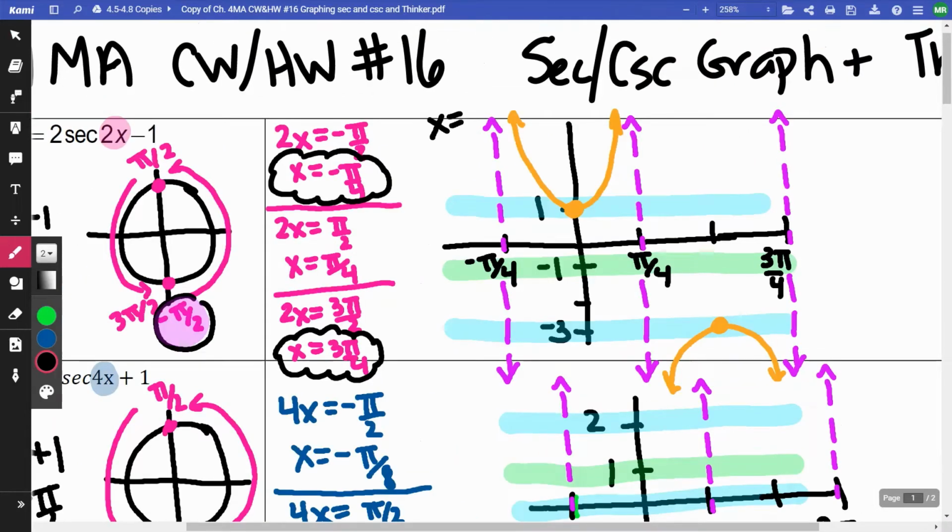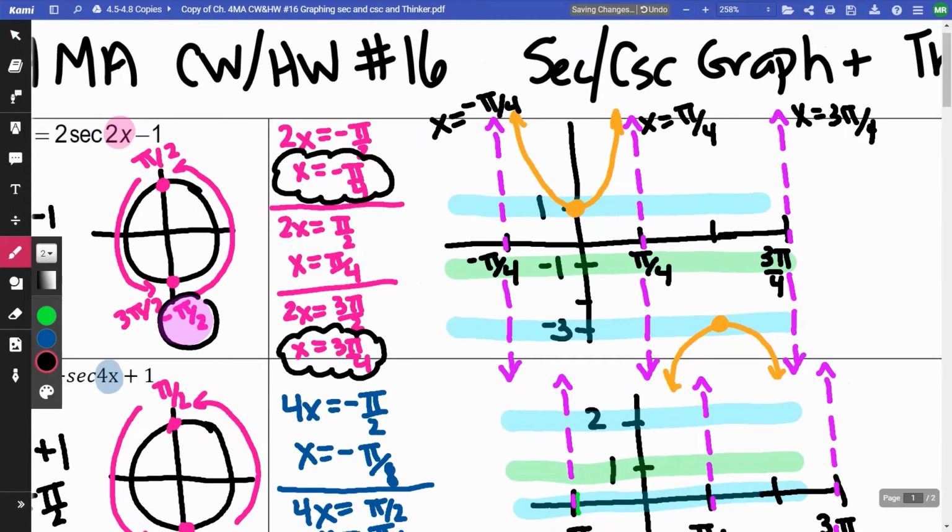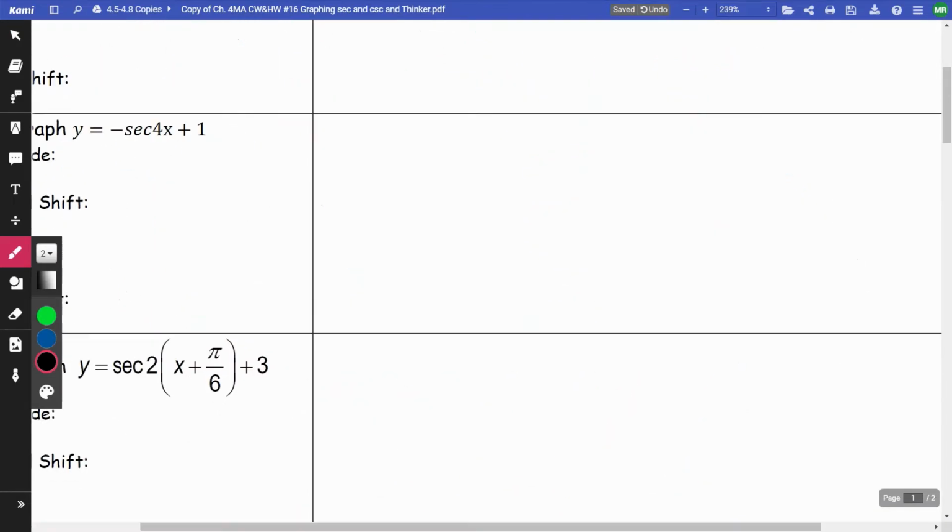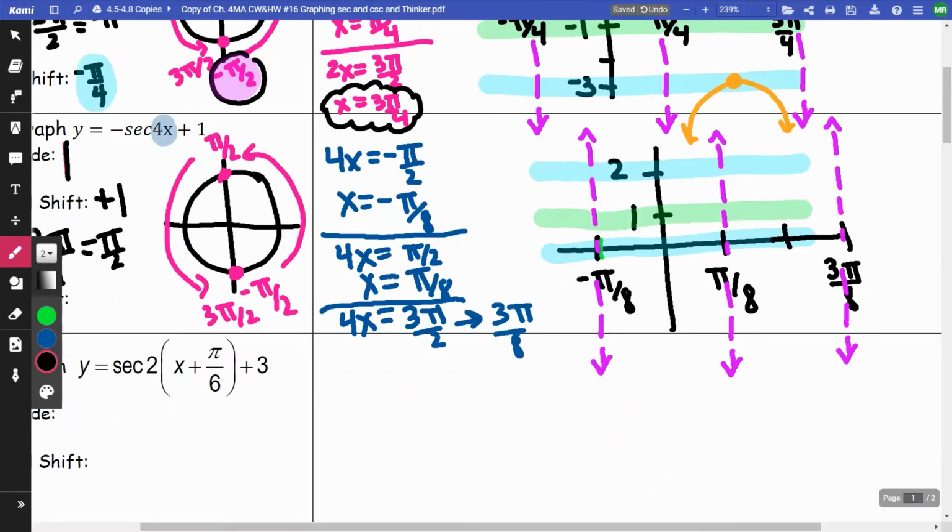This one should have been x is equal to negative pi fourths, x is equal to positive pi fourths, and x is equal to 3 pi fourths. So on this one, this is going to be x is equal to negative pi eighths, x is equal to pi eighths, x is equal to 3 pi eighths.